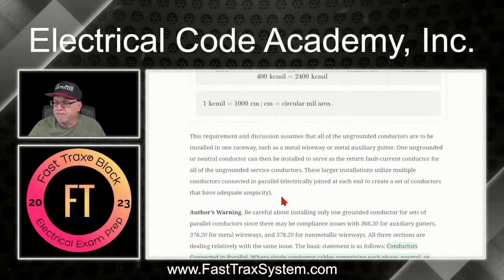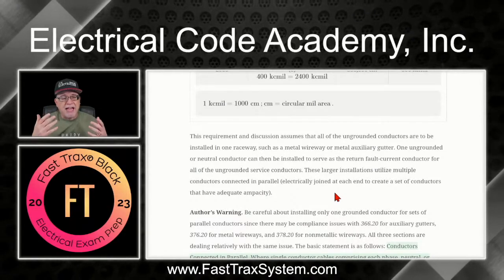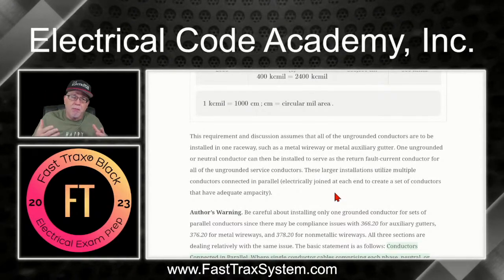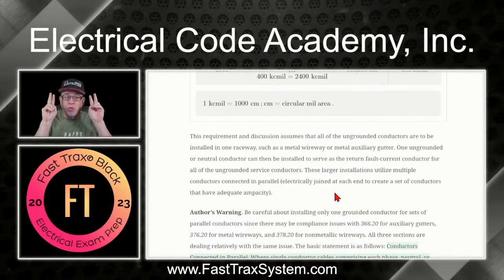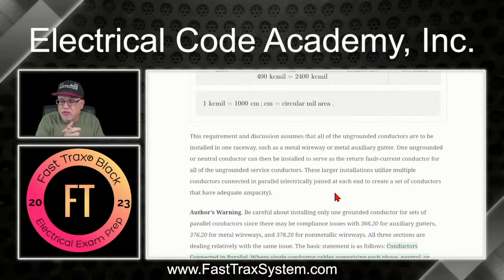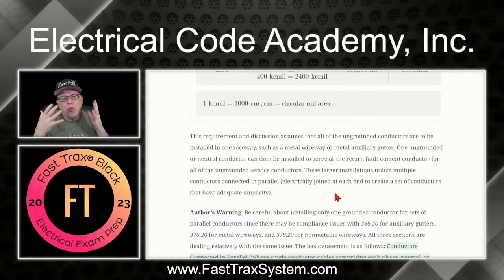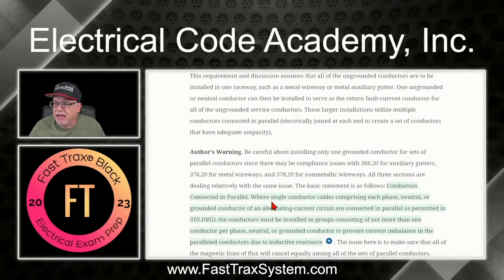Pretty straightforward. Okay, now, these larger installations utilize multiple conductors connected in parallel, electrically joined at both ends. Why do we do that? Again, we do it because we need to get more ampacity. And so we add more conductors, run them in parallel. They act together as one when you do everything correctly under the paralleling rules. That's why it's important to follow those rules for paralleling. Once you do that, they act as one, okay? All right, so keeping that in mind, okay?